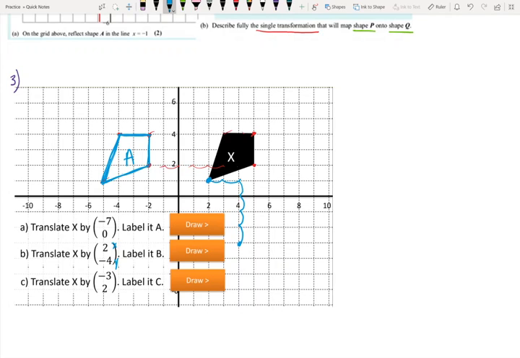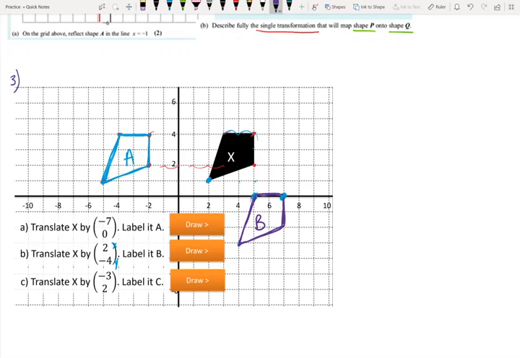And then you do the same for the rest. 1, 2, 1, 2, 3, 4. And then you have 1, 2, 1, 2, 3, 4. Then here you have 1, 2, 1, 2, 3, 4. And now you connect your points. And this is the displaced shape, which is B.